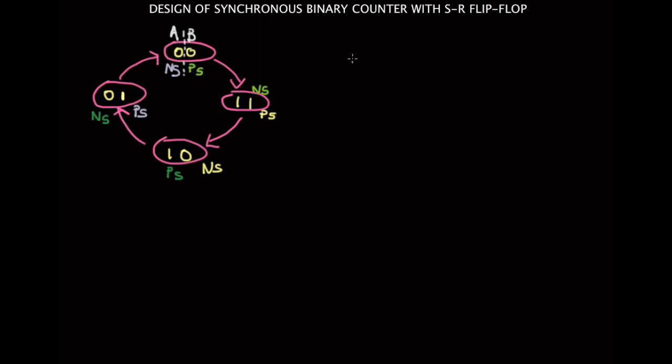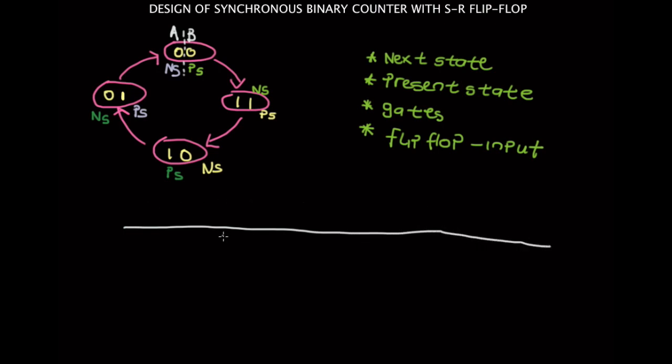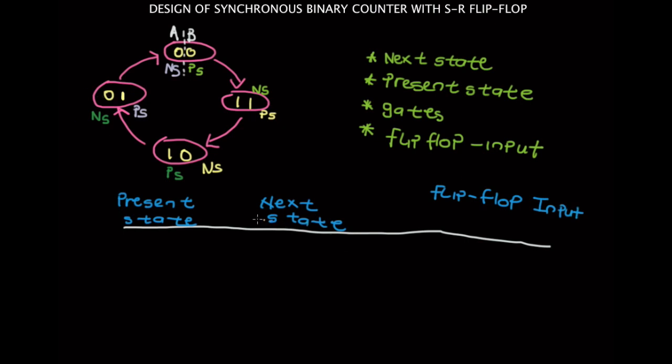Before we design the synchronous binary counter, we need a next state, a present state, maybe an AND or exclusive OR, some kind of gate, and of course, finally, a flip-flop input. So the next thing we want to do is draw a table. In this table, it's going to contain our present state, next state, and our flip-flop input. And remember, since we have 2 bits, A and B, we're going to have 2 flip-flops.